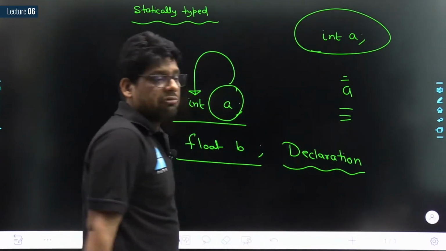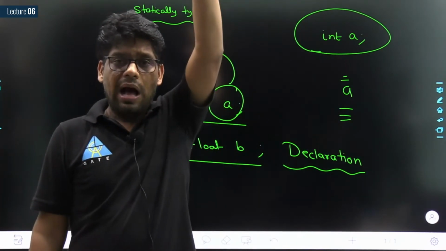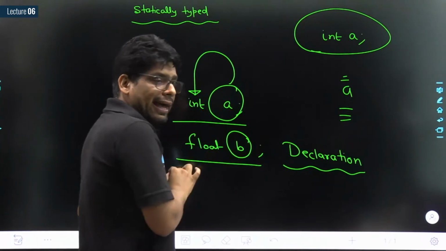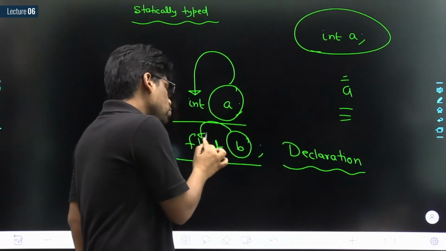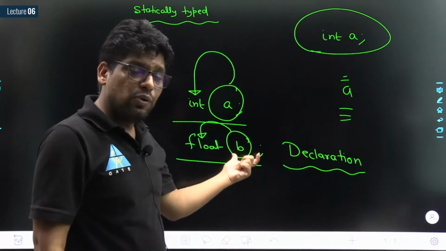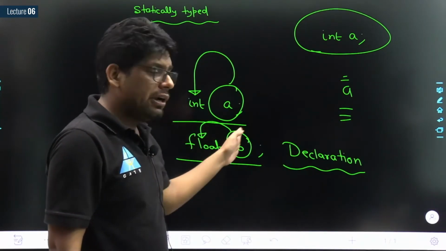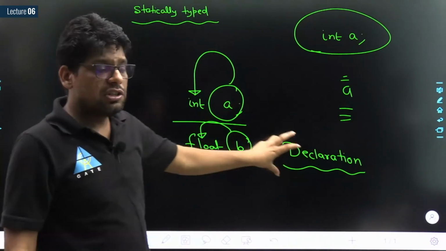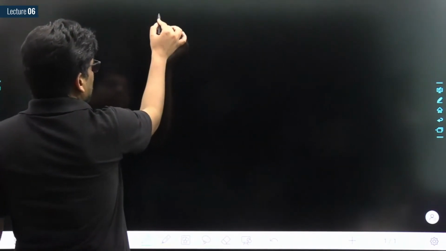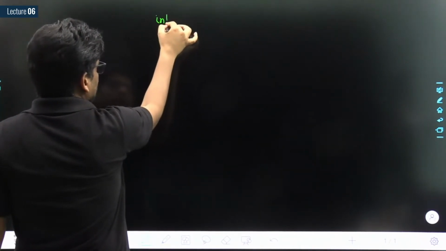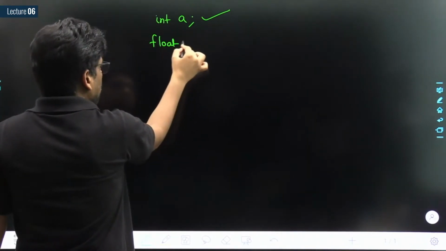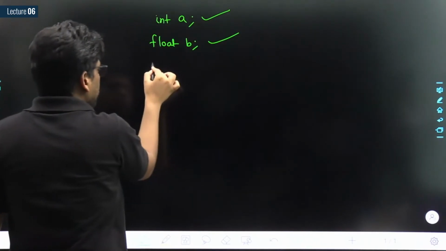Basically, we are telling the compiler, oh, compiler, I am going to use a variable whose name is B and whose type is floating point. That means what are the values that go inside B? Sir, floating point values. So this is called declaration. Sir, what is declaration? How can we declare? Sir, int A, declaration of an integer variable. Sir, float B, declaration of a floating point number.